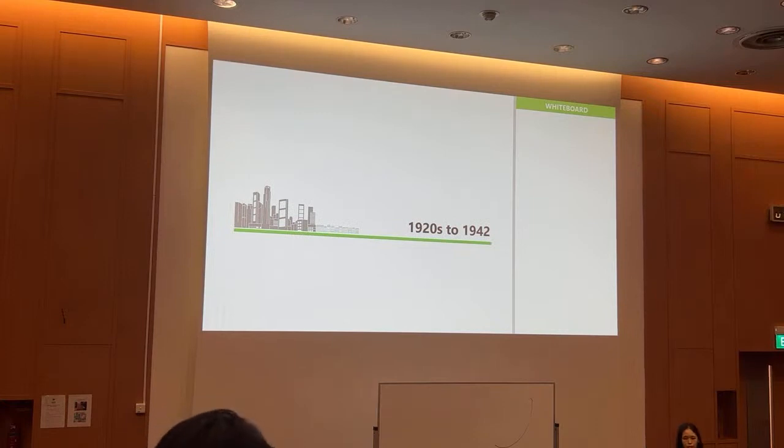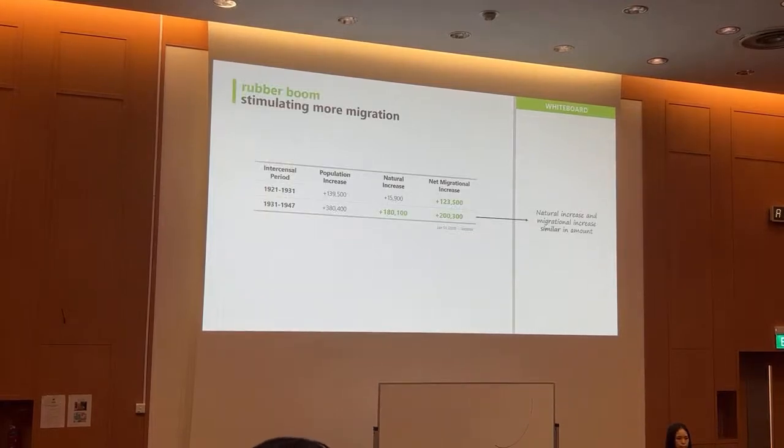Now we move on to the next era, which is from the 1920s to the start of World War II. With that, the rubber boom continued to attract and stimulate a lot of migration. So you can see that 200,000, as compared to the earlier, is almost like double within the span of 10 years or so.